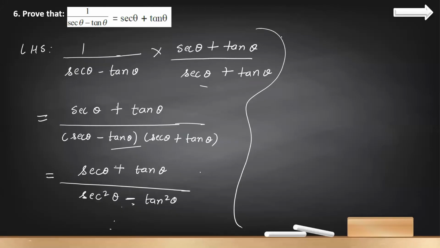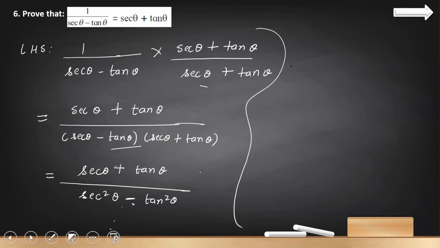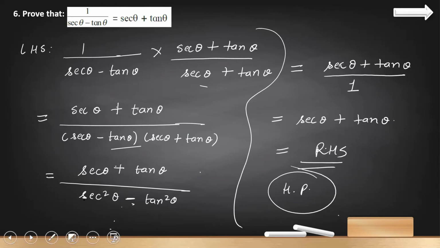Now, if you observe the denominator, it is sec square theta minus tan square theta, and we have a sub-identity, that is 1 plus tan square is equal to sec square. If we shift the tan to the other side, 1 is equal to sec square theta minus tan square theta. So this thing can be substituted as 1. So this becomes sec theta plus tan theta the whole upon 1, which is simply sec theta plus tan theta, which is equal to your RHS, hence proved.